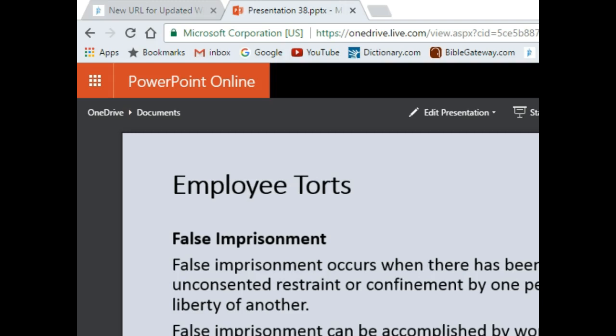The tort of false imprisonment. False imprisonment occurs when there has been an intentional and unconsented restraint or confinement by one person of the physical liberty of another. False imprisonment can be accomplished by words alone or by physical actions or restraint. Conscious awareness of the restraint and resulting harm are required. Can you think of a situation involving a workplace setting where false imprisonment may be raised as a claim?